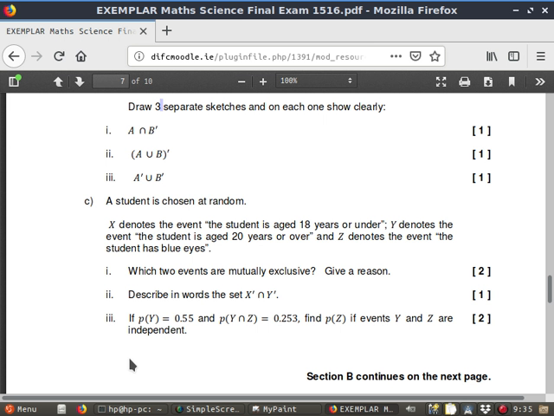Okay, so I'll let you try and answer this. Then there's A complement intersect Y complement. Describe in words, and then they give you some numbers. Okay. Let's see. 1, 2, 3, 4, 5 minutes for that. Off you go.